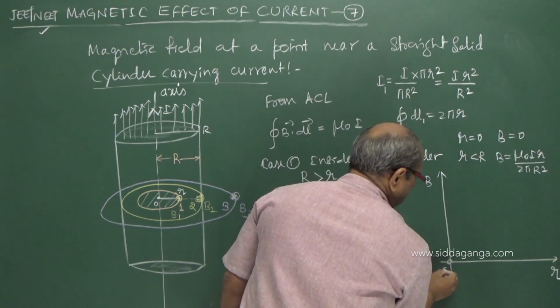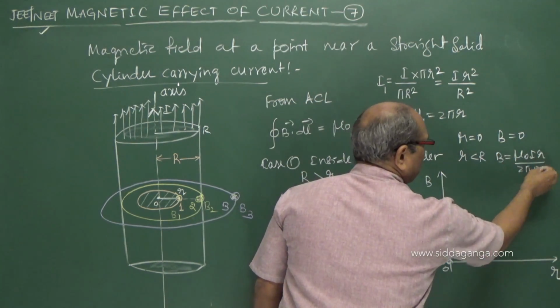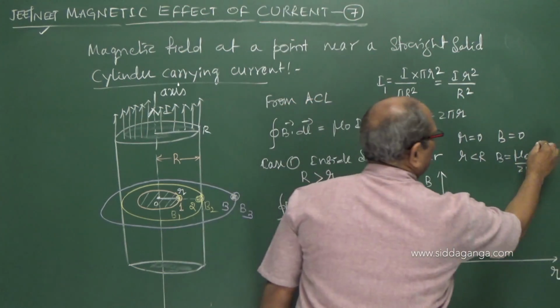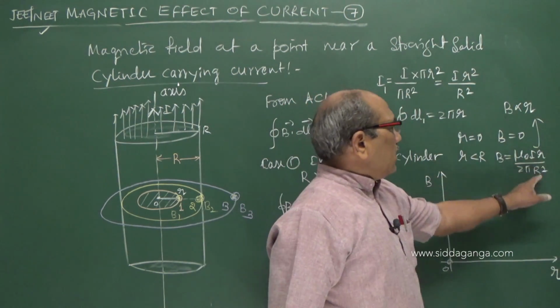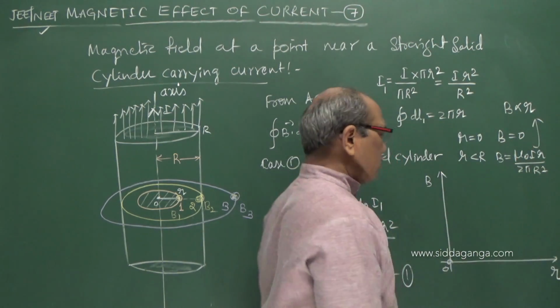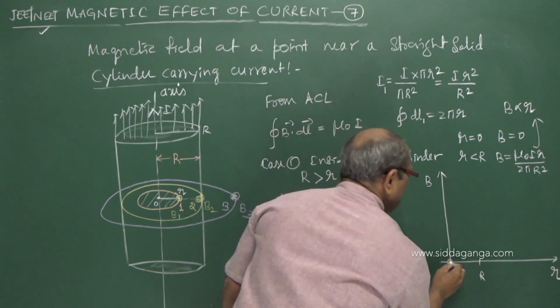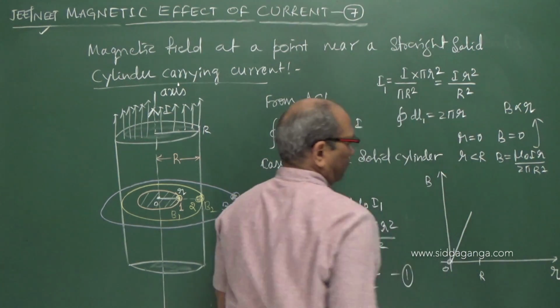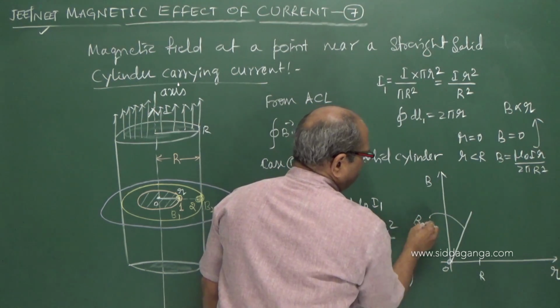B is 0 at the center. But you are seeing here r by R square. This suggests B is proportional to r, and I and R are constant. Total current and radius of the cylinder are constant. Thus up to R, it will be a straight line, where I can say that B is proportional to r.